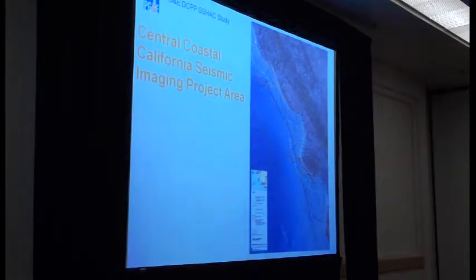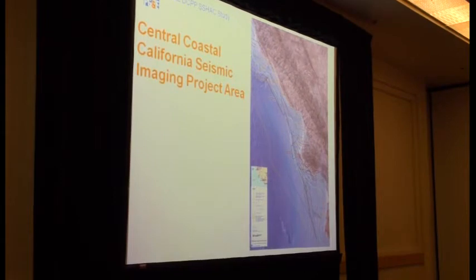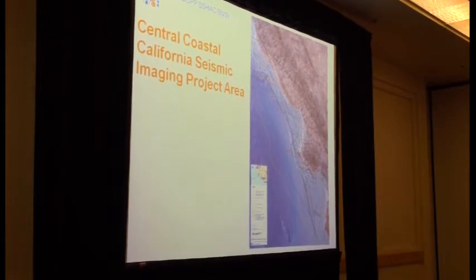So this is the area for the seismic imaging project, which goes from San Simeon in the north all the way down to Point Sal. Diablo Canyon is here, more or less in the center. Some of the major fault zones: here's the Hosgri, the shoreline fault zone here. So this is the area of primary interest as part of the studies that we've been doing.